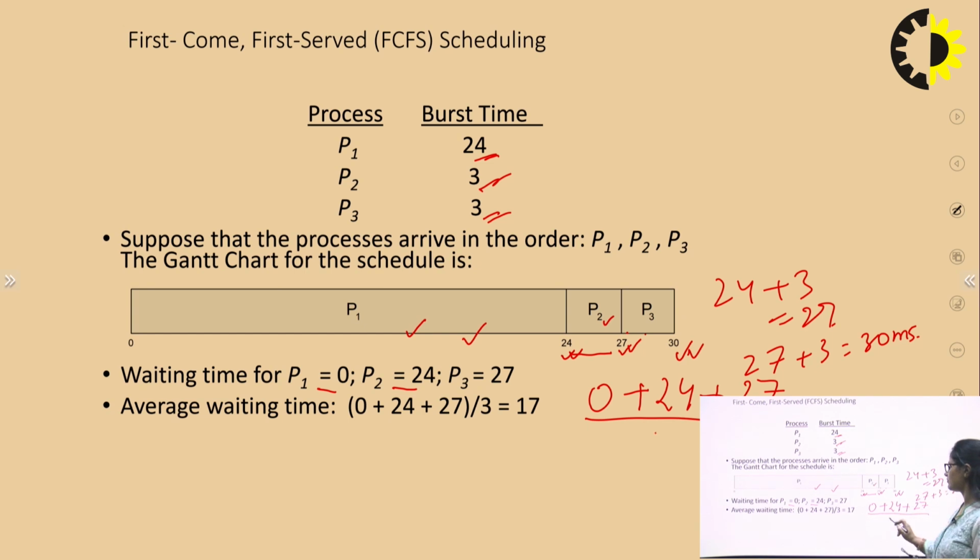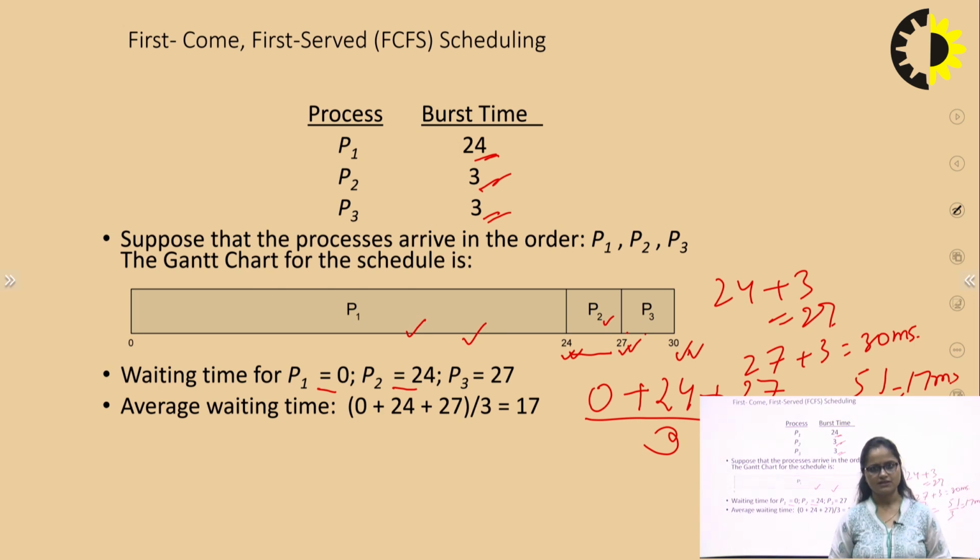Total number of programs was 3. So we can find 51 divided by 3, and that is 17. So 17 milliseconds. We can see here the average waiting time is 17 milliseconds when we are using the first come first serve scheduling algorithm. When we do a similar question with a different algorithm, the average waiting time will be reduced, so this is the benefit for the system.